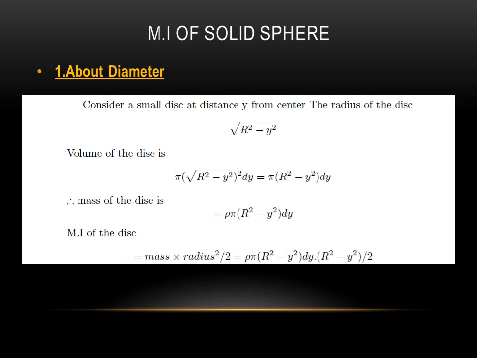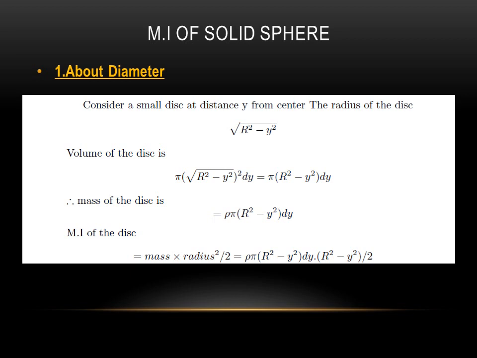So consider a small element in this solid sphere, which has a thickness dy. If you consider a small disk of thickness dy at a distance y from the center, then the radius of that disk is given by the square root of R² minus y². R is the total radius, and y is the distance from the center to the small disk which we are considering.